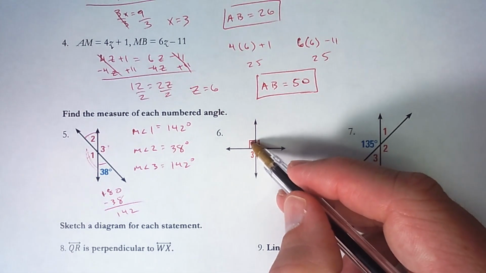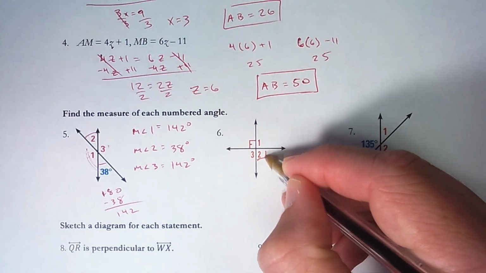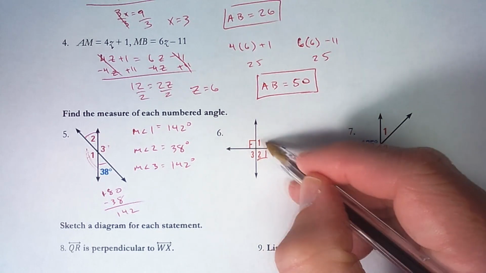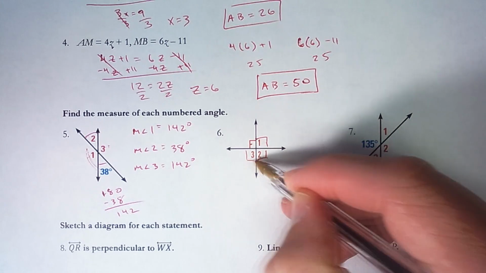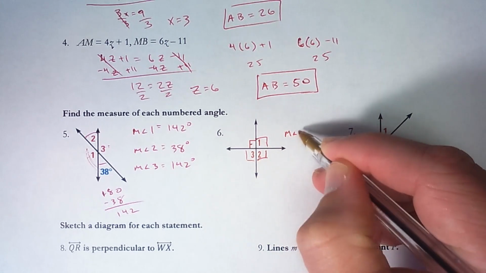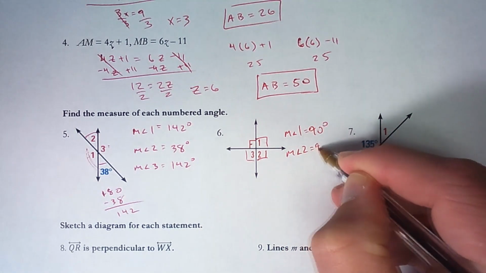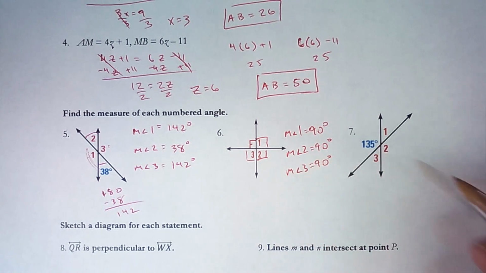Okay, so I get 142 for angle 1, and that will be the same as angle 3. Okay, here I've got a right angle. Straight across from that must be another right angle. Okay, those are vertical angles. And then this linear pair has to add up to 180. 90 and 90 makes 180, so that's a right angle, and that's a right angle. So the measure of angle 1 is 90 degrees. The measure of angle 2 is 90 degrees. The measure of angle 3 is 90 degrees.